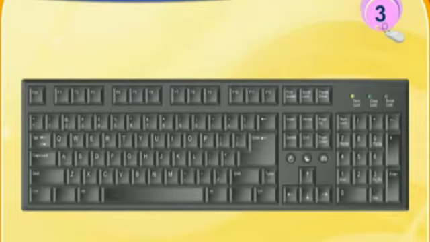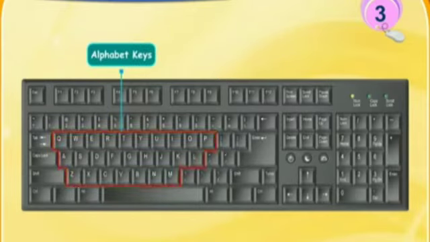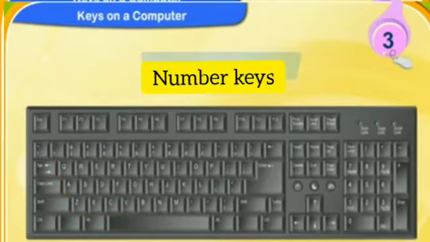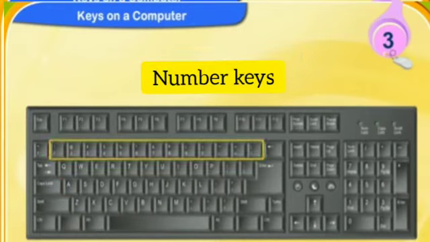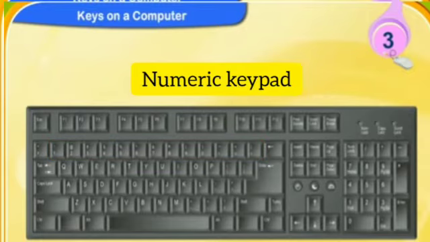Now what is an alphabet key? The keys that have the letters from A to Z on them are called the alphabet keys. We use these keys to type words. As we all know that the English language has 26 alphabets, so there are 26 alphabet keys present on the keyboard. Now the next type of key is the number key. The keys that have numbers printed on them in the keyboard are called number keys. They are marked from 0 to 9. Most keyboards have a second set of number keys. It is on the right side of the keyboard. It is called the numeric keypad.